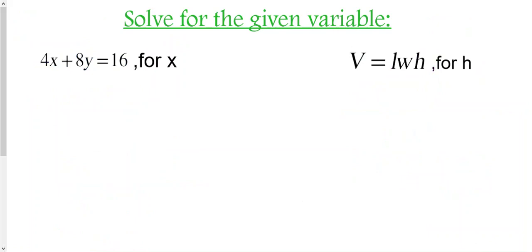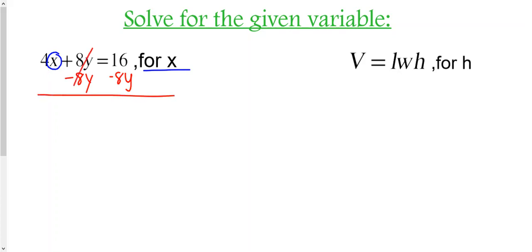All right, now we're going to get into problems that have more than one letter to solve for. All right, in this first one, we have 4x plus 8y equals 16. And we want to solve for x. So we're going to get this x by itself. Just like before, we're going to get everything away from this x. So I'm going to start by subtracting 8y from each side.